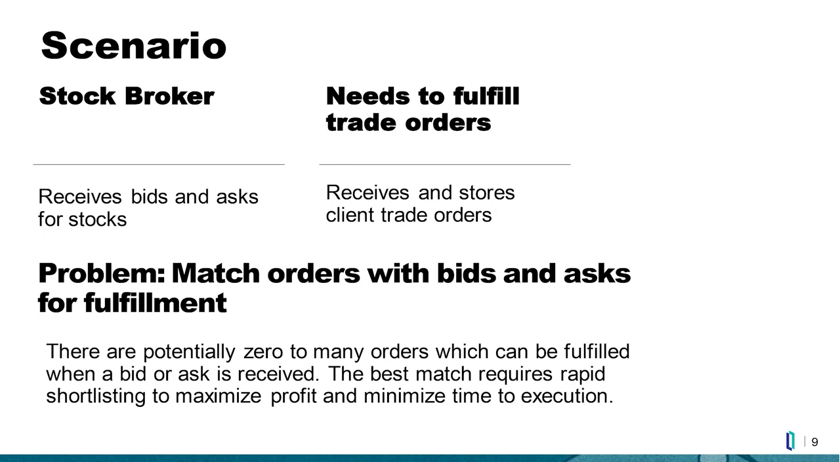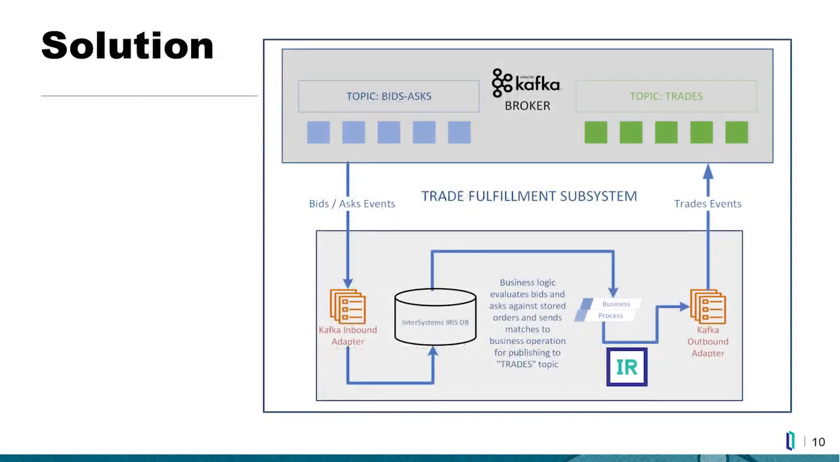And a stockbroker also has a bunch of orders that they've received from their clients, and what they're really trying to do is match the orders with the bids and asks for fulfillment. And there are potentially 0 to many orders which can be fulfilled when a bid or ask is received. And the best match requires rapid shortlisting to maximize profit and minimize time to execution. So speed is of the essence, excuse me. So on that note, let's go and see what solution we propose over here.